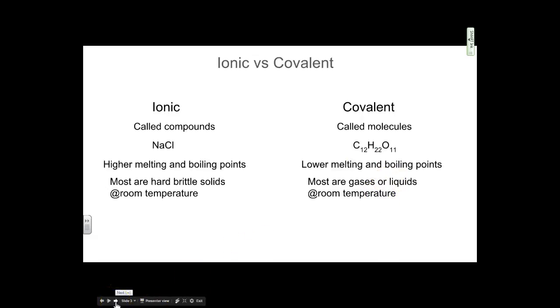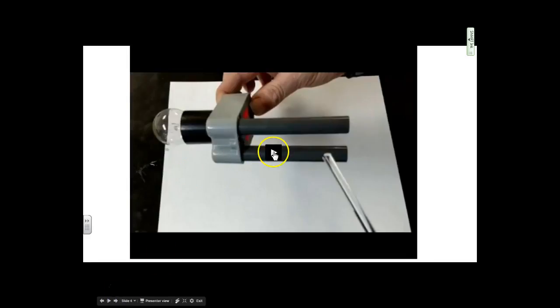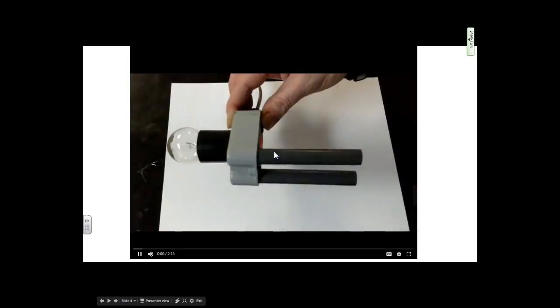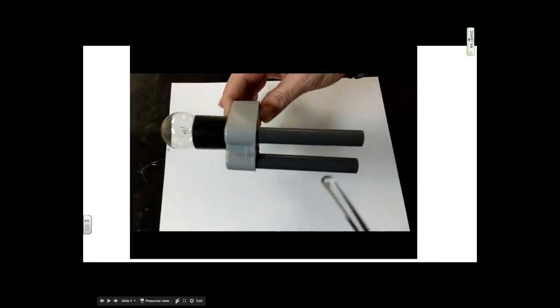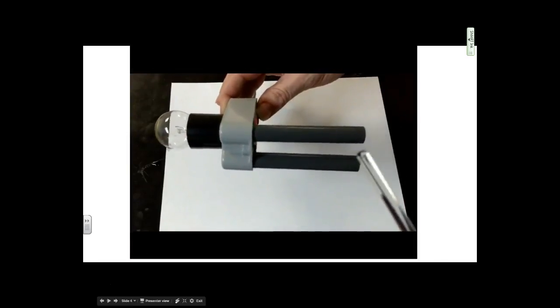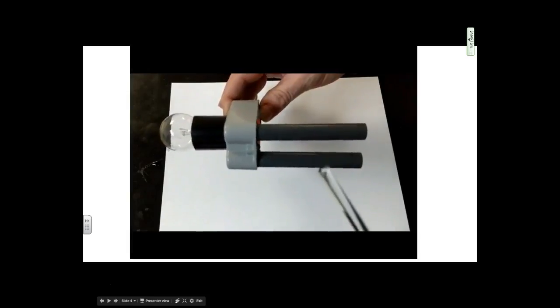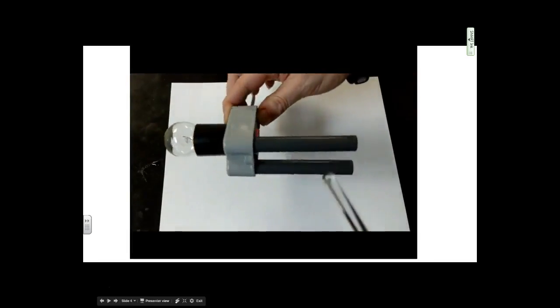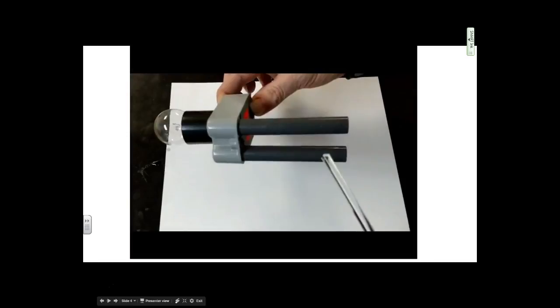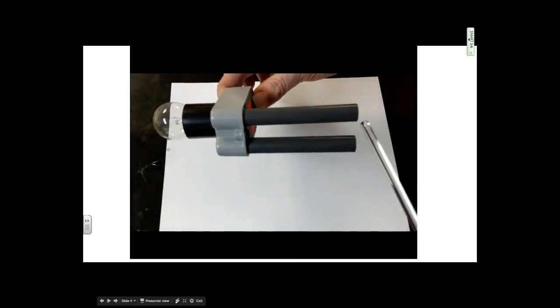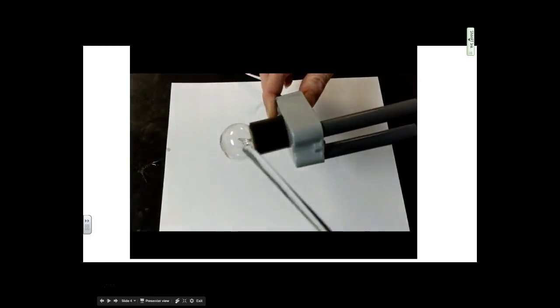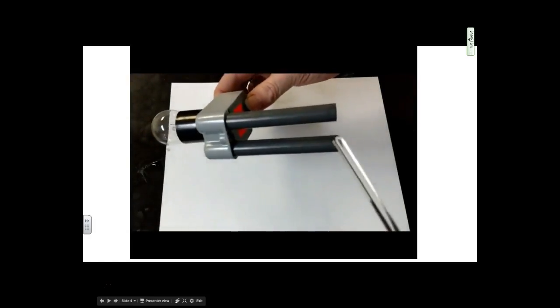Okay, next we're going to look at another difference between ionic and covalent substances. So in this video, I have a conductivity tester. It is plugged into the wall socket, so I'm going to use a stirring rod to point things out so I don't shock myself. So we have two electrodes right here, and they are unconnected. And the reason the light bulb is not lit up is because the circuit is not complete.